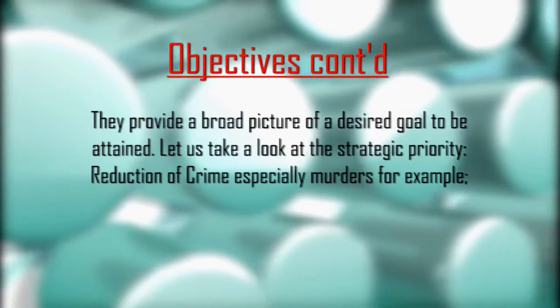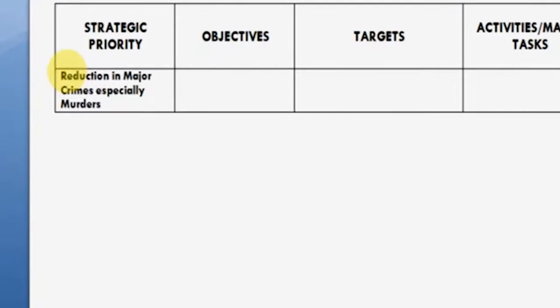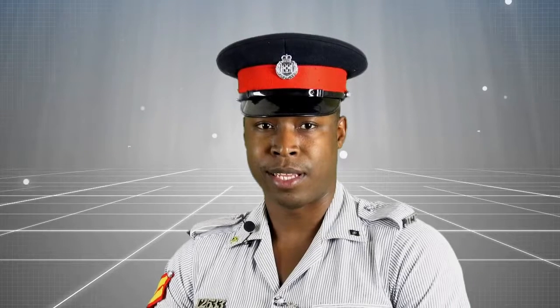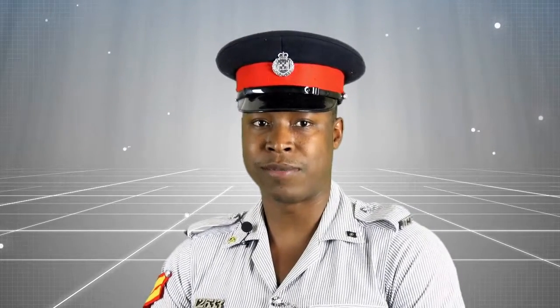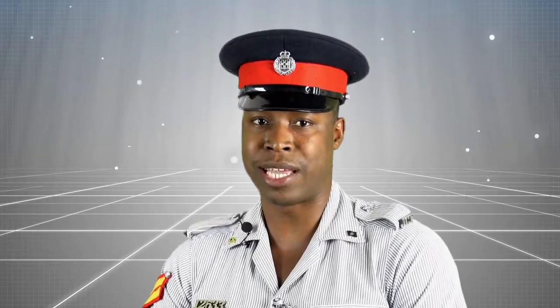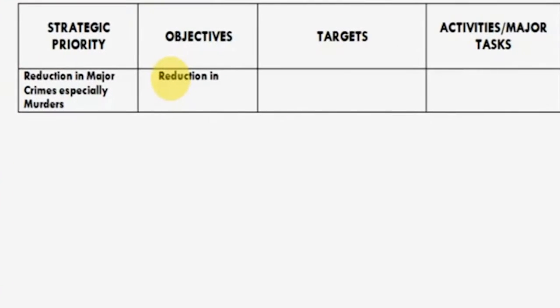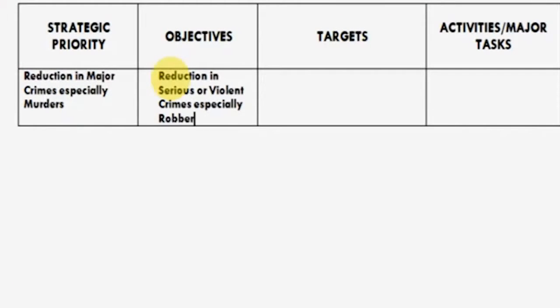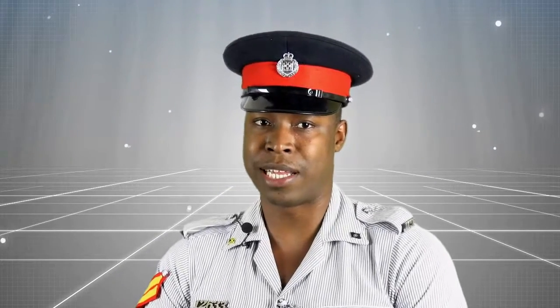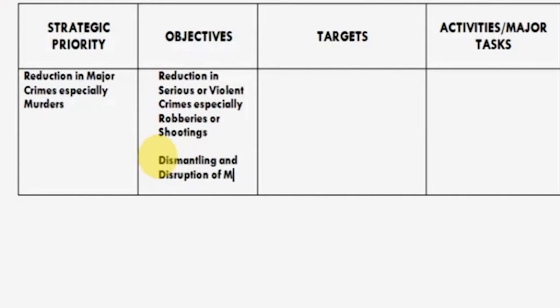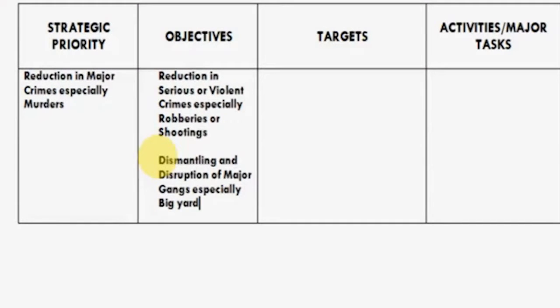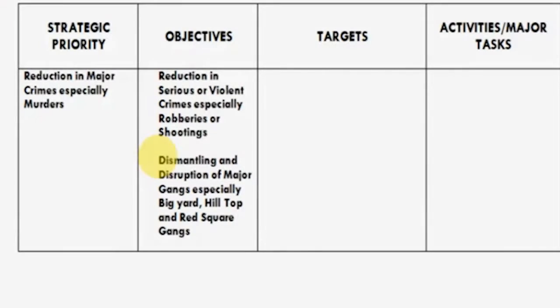Let us look at the strategic priority, reduction of crime, especially murders, for example. If your station is experiencing an increase in a particular crime, one of your objectives could be to have a reduction in that specific category or group of crime. Hence the objective, reduction in serious and violent crimes, especially robberies and shootings. Now let's say your division has a problem with an active criminal gang in the area. You may set an objective, dismantling and disruption of major gangs, especially Big Yard, Hilltop, and Red Square gangs.